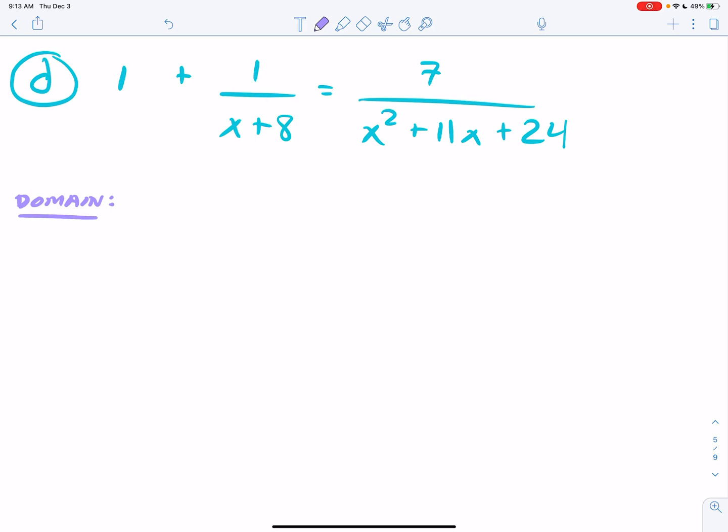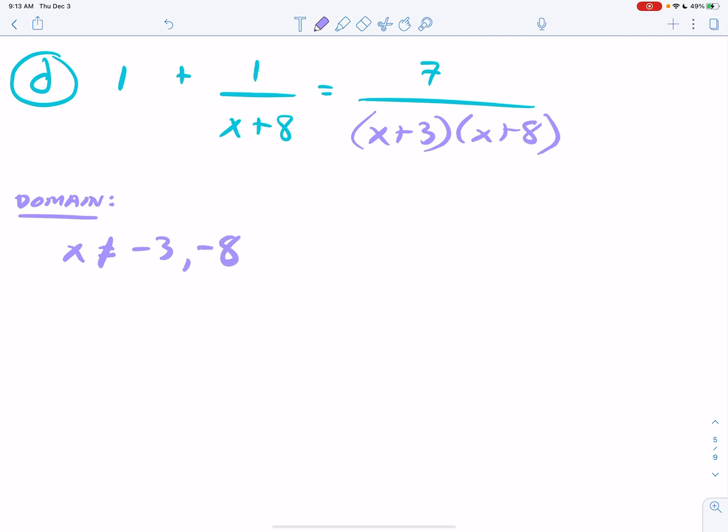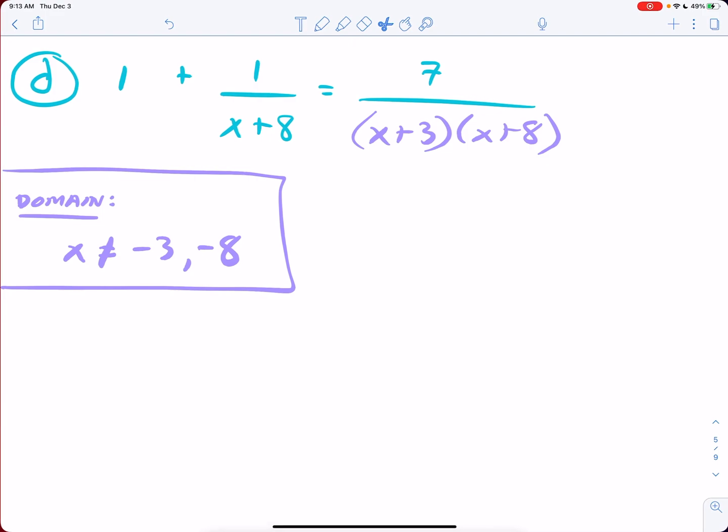Okay, I noticed right away that there's a quadratic here, so I might want to factor it first. That'll actually come out to x plus 3 and x plus 8. Okay. Hopefully you guys did that too. Okay, so that tells me that x cannot be negative 3 or negative 8. And if you're unsure how I got that, feel free to text me or to go back in the previous examples, okay?